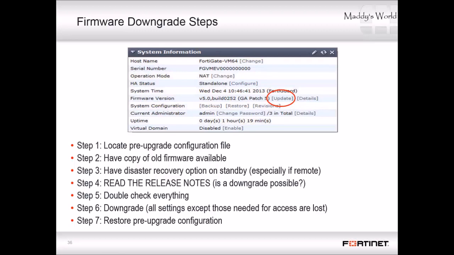Once you've determined the downgrade is possible, double-check everything and run the downgrade. After the downgrade is finished, you'll be able to log in and restore the configuration backup that you made before the upgrade. When you do a downgrade, you will lose everything in your configuration except what you need in order to get access to the unit, so things like IPs, interface settings, and admin user details. This should not be a problem because in the previous slide, the upgrade procedure involves backing up the configuration, which you can then restore.